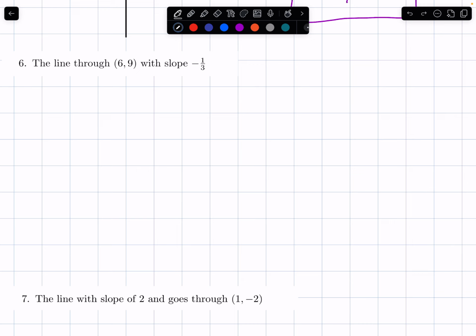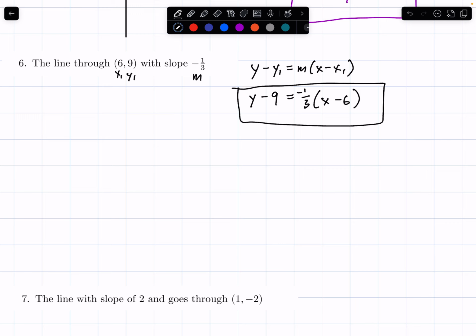Okay, so to start with though, the more useful one. y minus y1 is m times x minus x1. Here, this is x1, y1. This is the slope. So this is going to be y minus 9 is equal to -1/3 times x minus 6. Yeah, that's point-slope form. This is the equation of the line already.